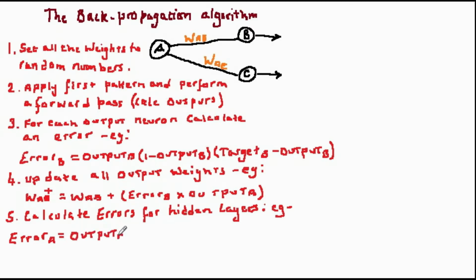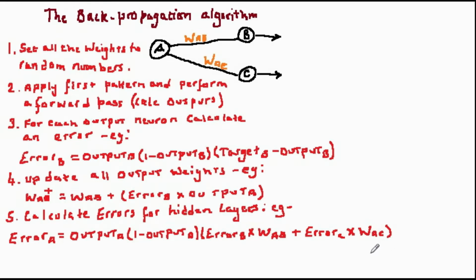This is done by taking the error of each neuron connected to the one of interest and feeding back its error through the connecting weight. These weighted errors are then summed to produce a new error for the hidden neuron. So in the case of our example network, to produce an error for neuron A, we feed back the errors from neurons B and C through their connecting weights to A. The formula for this is shown on the screen.